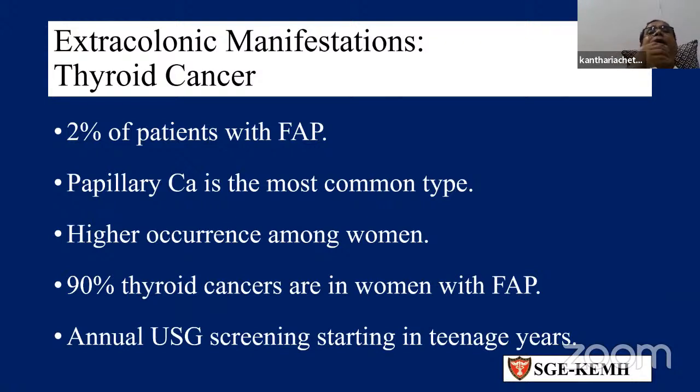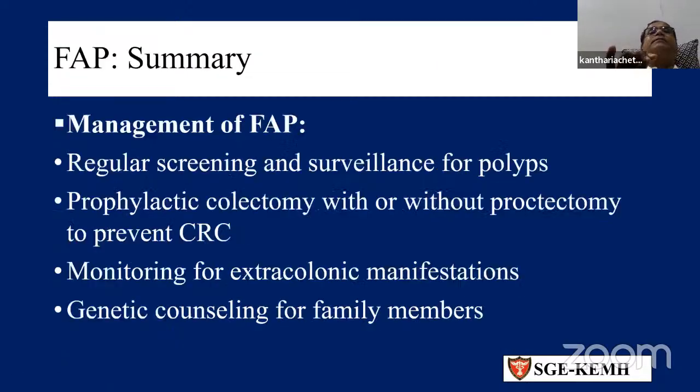As far as thyroid cancer is concerned, it occurs in 2% of patients with FAP. The most common thyroid malignancy to occur in these patients is the papillary type. It has a high occurrence amongst women, so much that almost 90% of thyroid cancers are in women with FAP. So in all females who develop it, it is important that you rule out FAP also. Hence, in these patients, annual USG screening should be started early, in the teenage years.